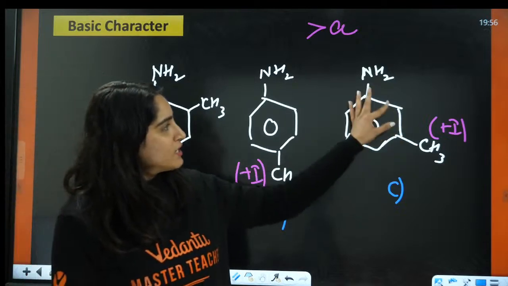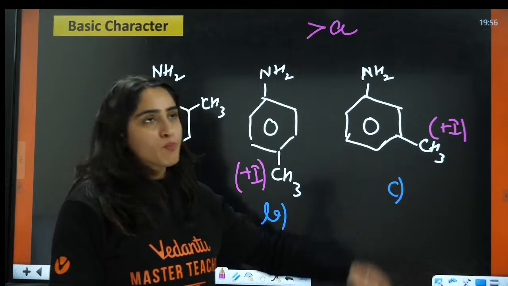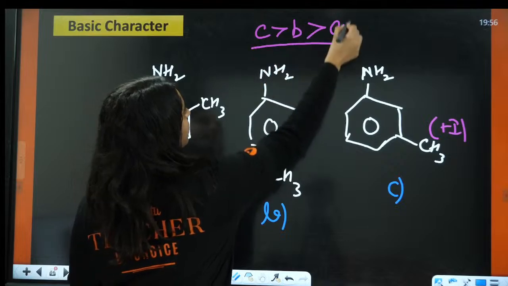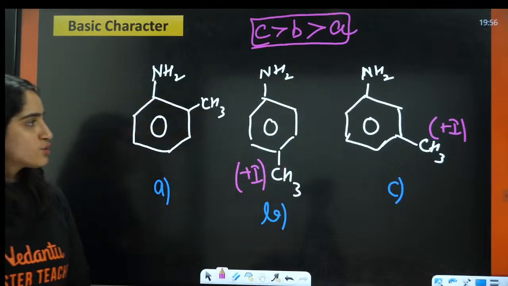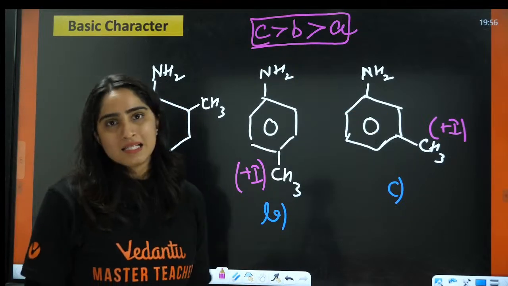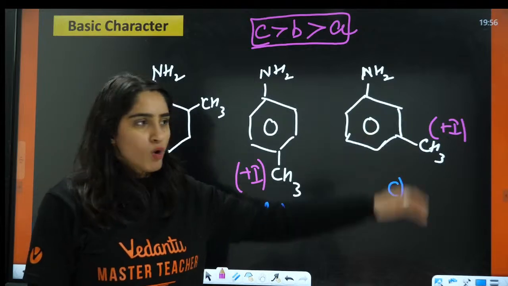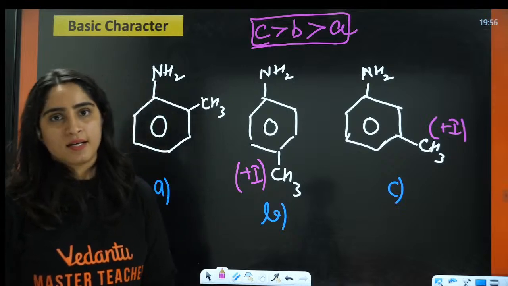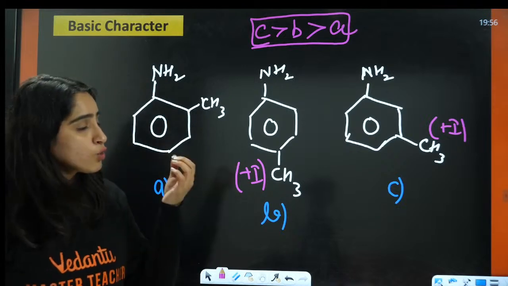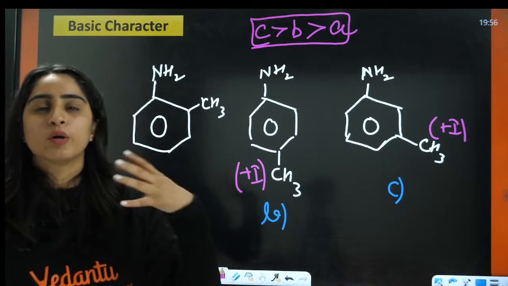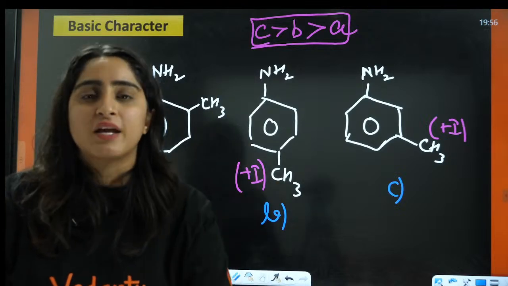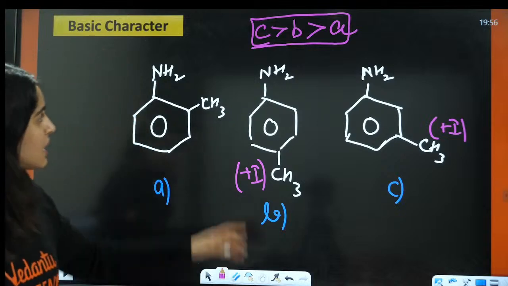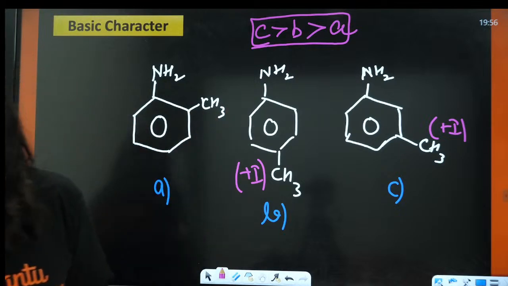Now, the friend is closer to your house, so this will be more stable. So C is more stable, then we have B, then we have A. Understood? Because the distance here is less, the effect of plus I will be more. Here the distance is more, so the effect of plus I will be less. Plus I is a good group. It is an electron donating group, so it is a good group for checking the basicity. It is a friend of basicity. So the answer is C, then B, then A.